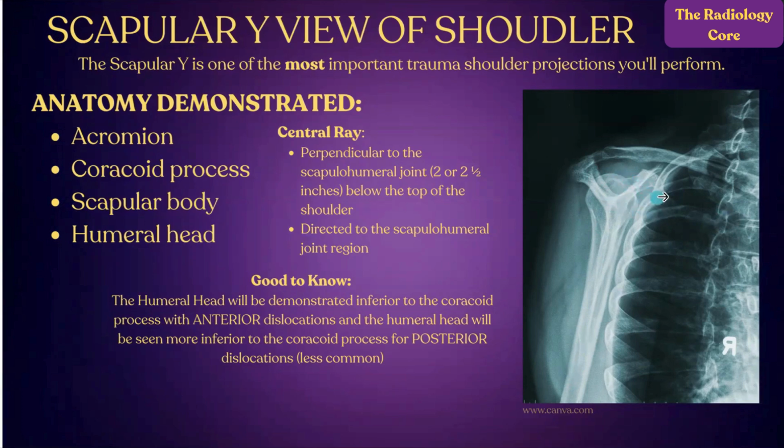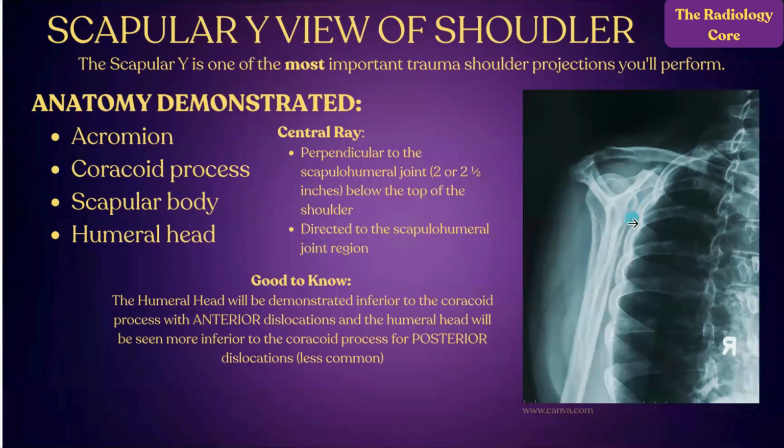When this is not overlapped over the ribs, then you know that you have the correct rotation. And when you see a true lateral of the scapula, then you know you have the correct rotation. This marker here should be up out of the way of the anatomy in this right-hand corner. For this, you want the central ray perpendicular to the scapulohumeral joint, which is about 2 to 2.5 inches below the top of the shoulder, directed to the scapulohumeral joint region. Good to know, the humeral head will be demonstrated inferior to the coracoid, which is seen here.